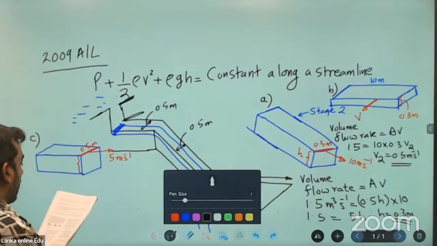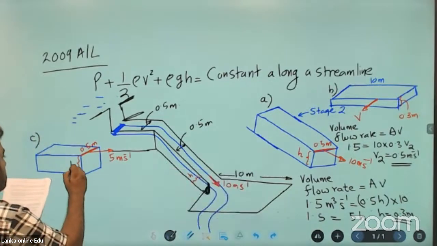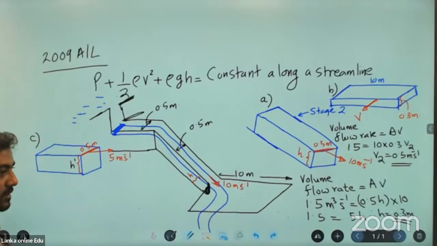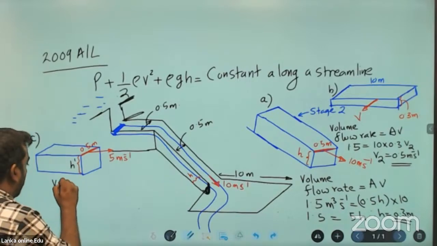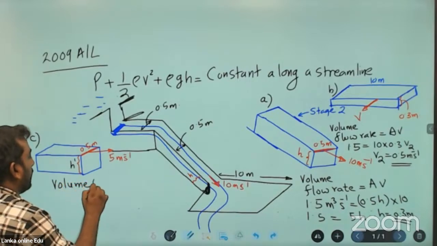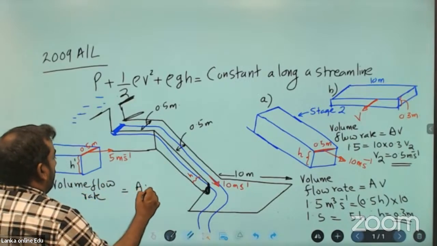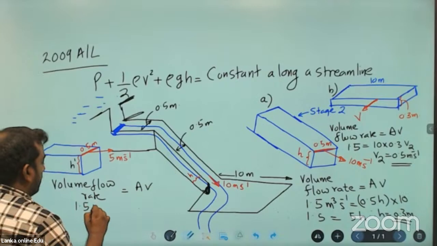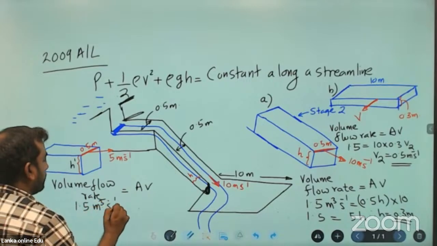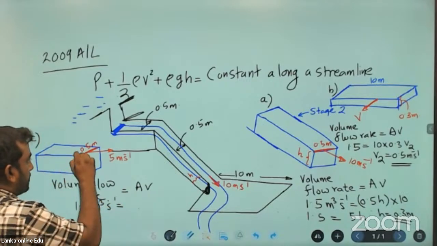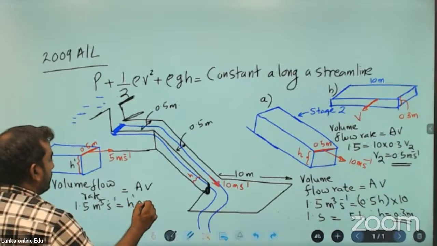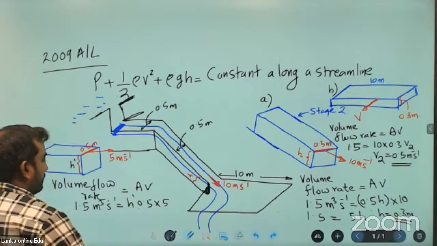What are they asking you? Calculate the height of water here. So here you can say again, volume flow rate is area into velocity, 1.5 cubic meters per second. Area is equal to x dash into 0.5, into velocity 5.